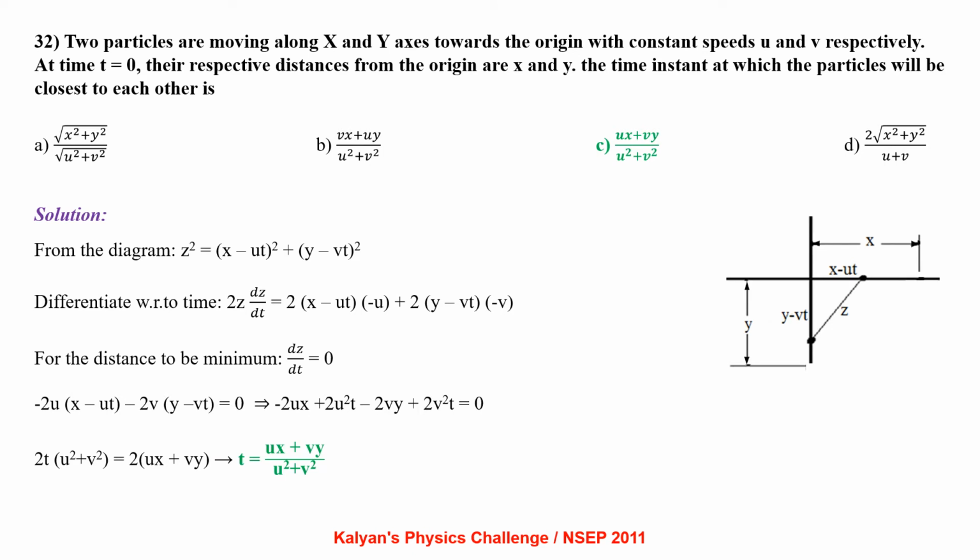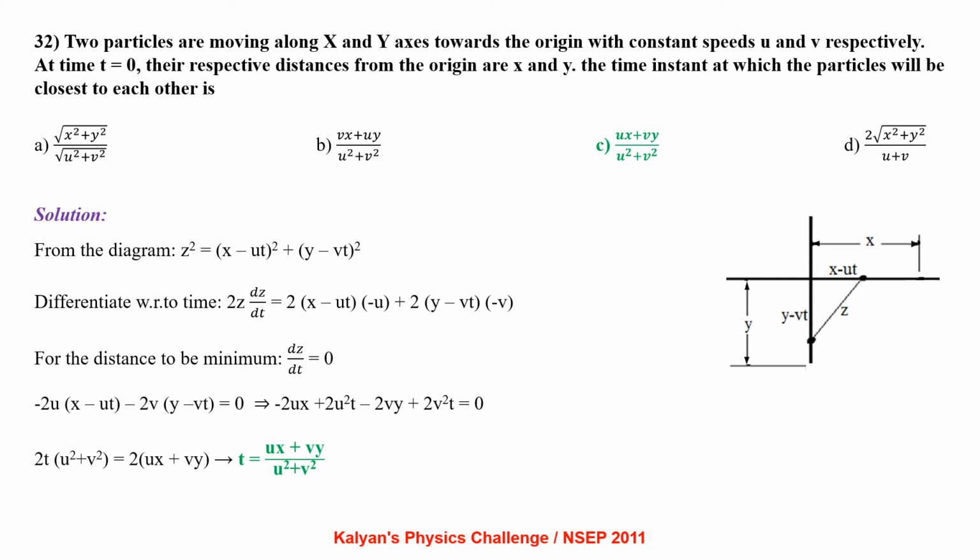Two particles are moving along x and y axis towards the origin with constant speeds u and v respectively. At a time t equal to 0, their respective distances from the origin are x and y. The time instant at which the particles will be closest to each other is?